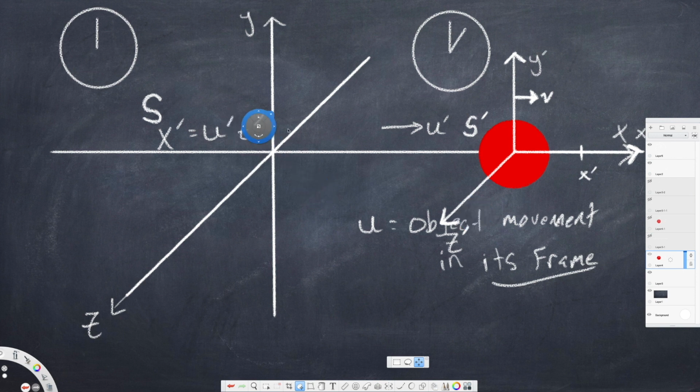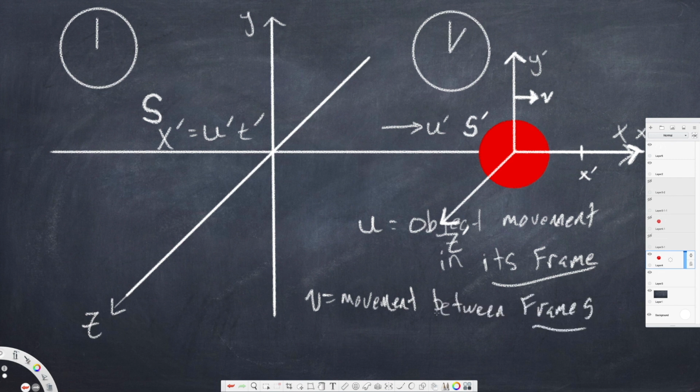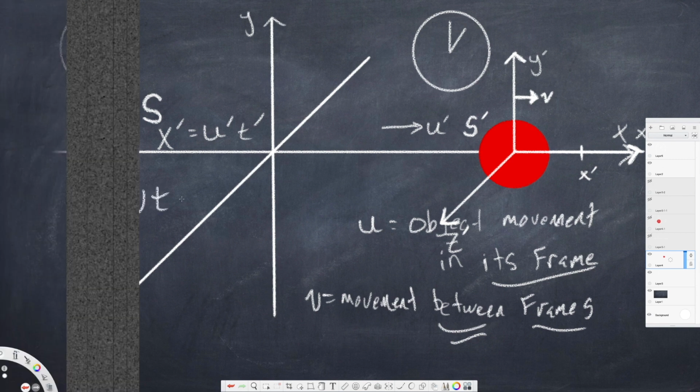So it moves with the frame, and so we use v to mean the movement between frames. So in this case, the position of the object, according to the S frame, would be the velocity times time. So we have X' equals U' T', and X equals V times T.